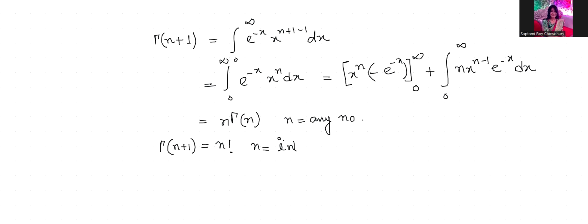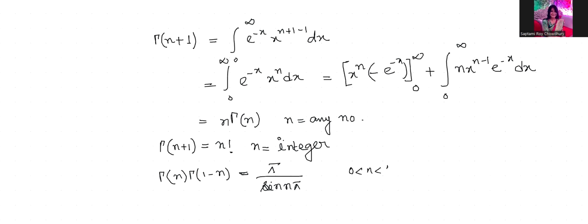N equal to any integer, right? Another part is, and this is another formula where n is between 0 and 1, less than n less than 1. N is between 0 to 1.